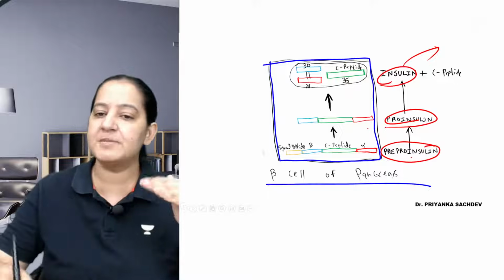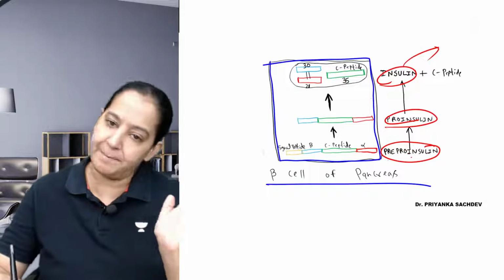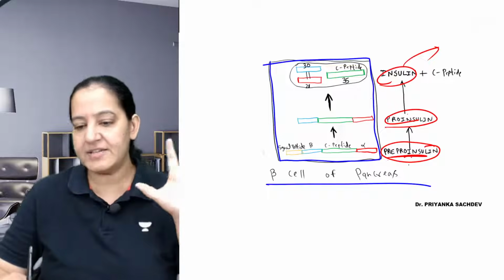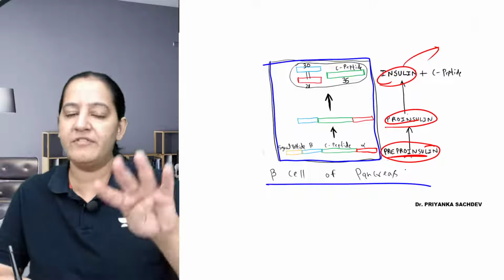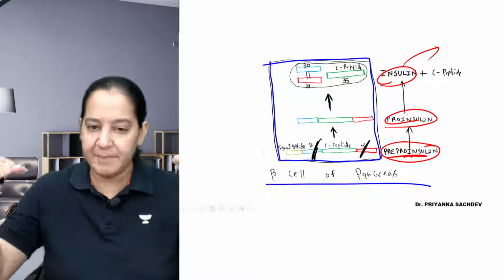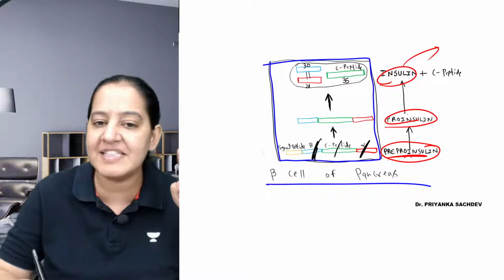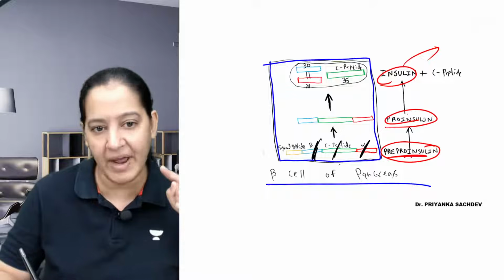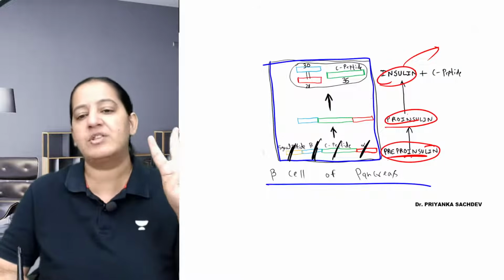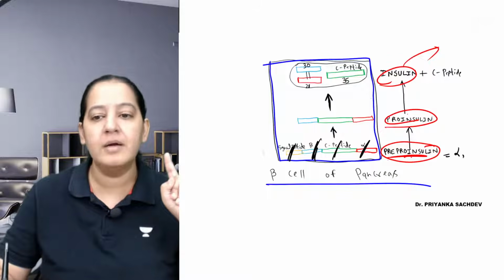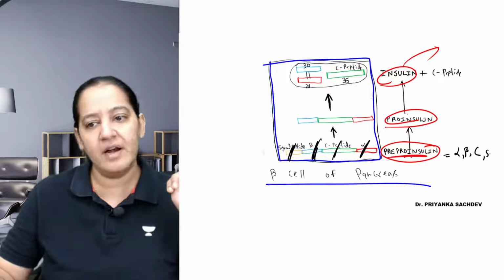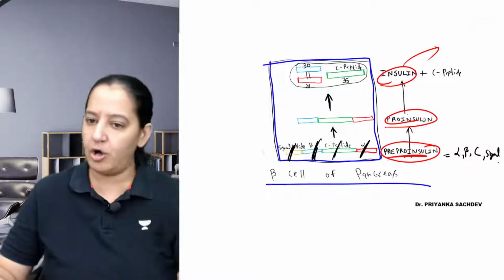So what is the difference between pre-pro insulin, pro-insulin, and insulin? Basically, can you see the diagram clearly? In pre-pro insulin, we have 4 parts. Alpha chain, beta chain. Between alpha and beta, there is a connector. The connector is the C peptide. C for connector. And the 4th is the signal peptide on the amino terminal.